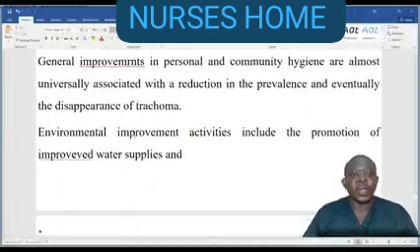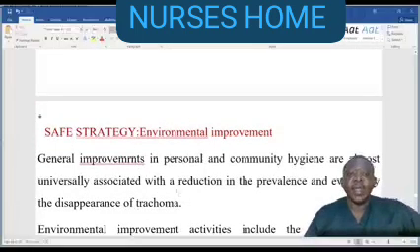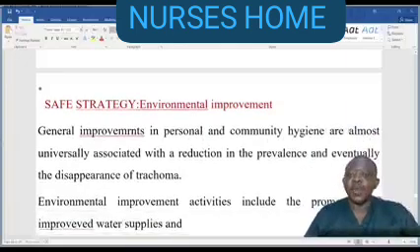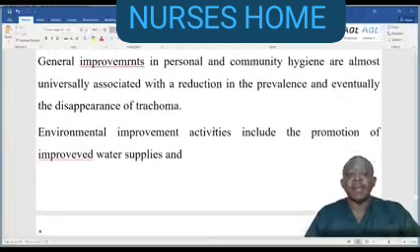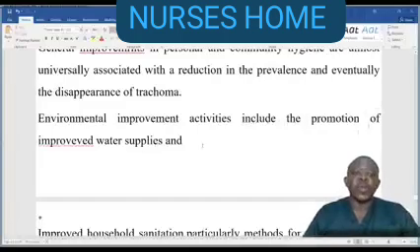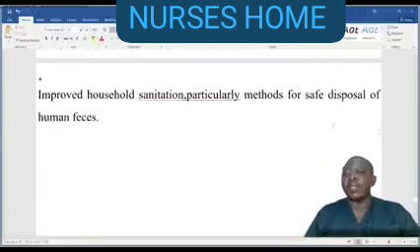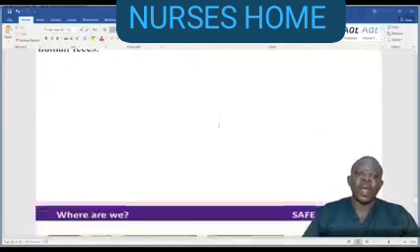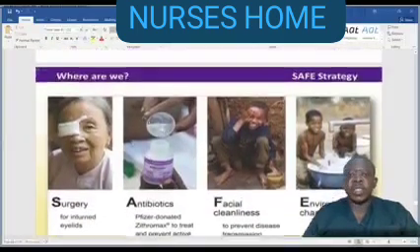So the SAFE strategy, E is for environment. The general improvement in personal and community hygiene is almost universally associated with the reduction in the prevalence and eventually the disappearance of trachoma. Environmental improvement activities include the promotion of improved water supply and improved household sanitation, particularly methods for safer disposal of human feces. So there, I am just trying to emphasize SAFE.